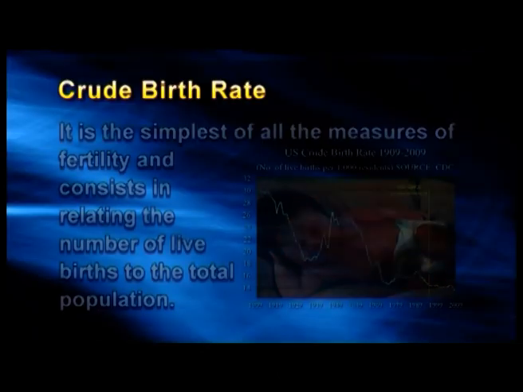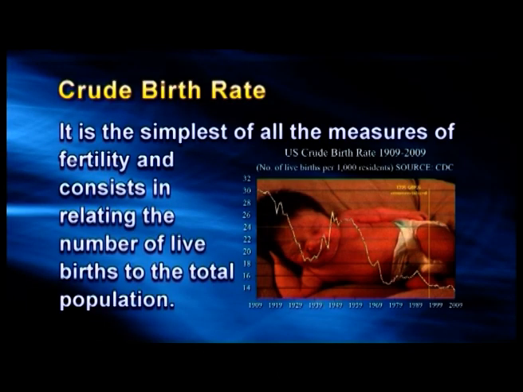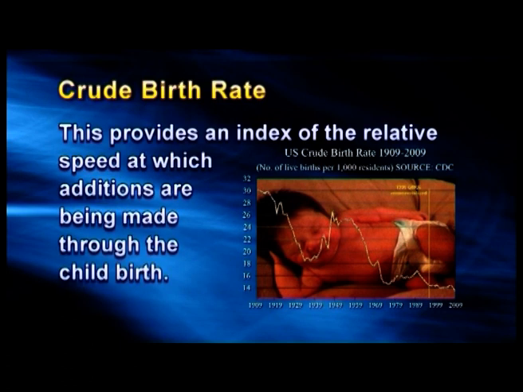Let us discuss the crude birth rate. The crude birth rate method is the simplest of all the measures of fertility and consists in relating the number of live births to the total population. This provides an index of the relative speed at which additions are being made through childbirth. The fertility pattern of the above mentioned measure is given by crude birth rate (CBR), defined as follows.